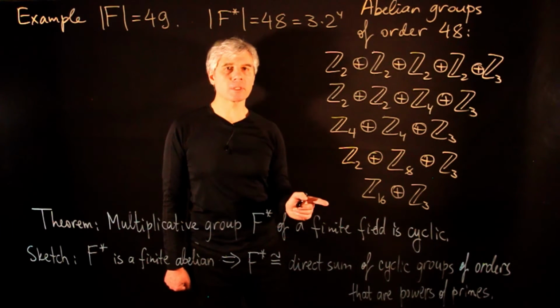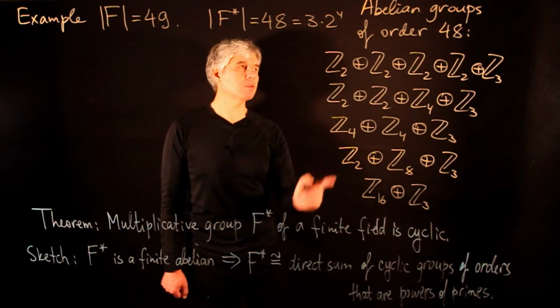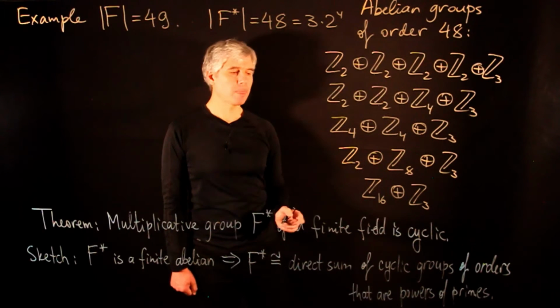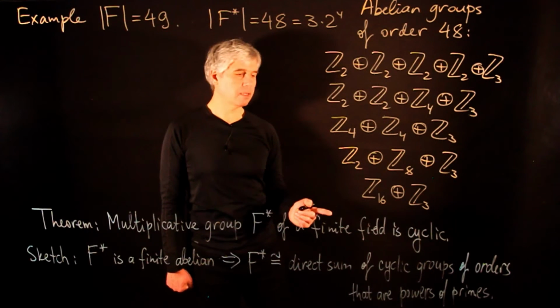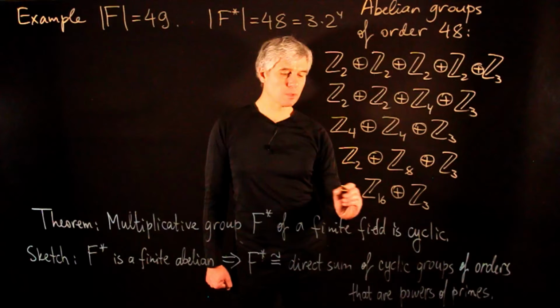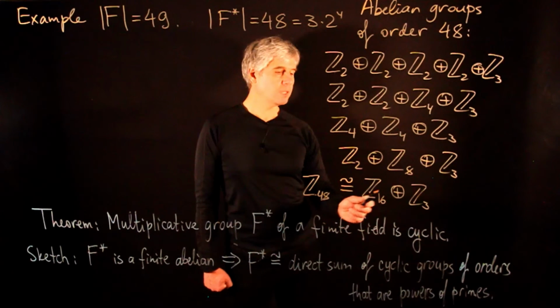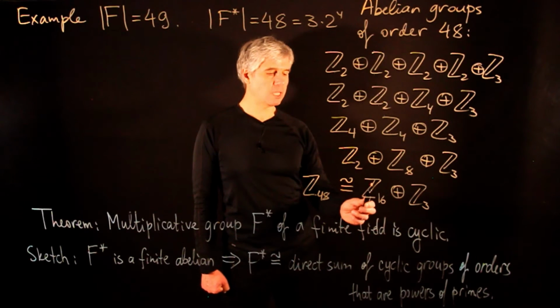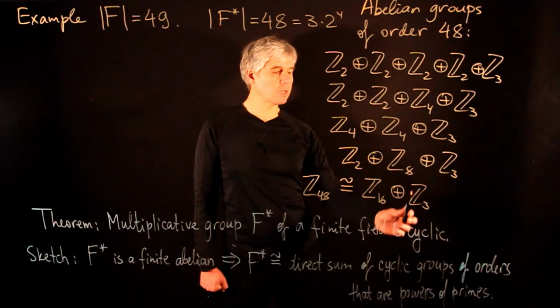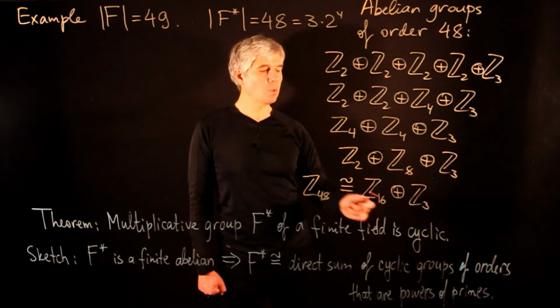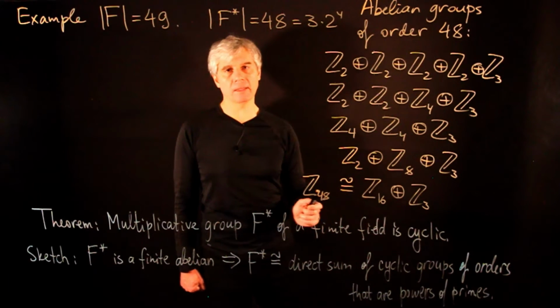Up to an isomorphism, there are 5 distinct abelian groups of order 48. Which of these groups is cyclic? Well, it's the last one. So the last group is isomorphic to Z48. If we take an element which has 1 in the first component and 1 in the second component, then the order of this element will be 48.